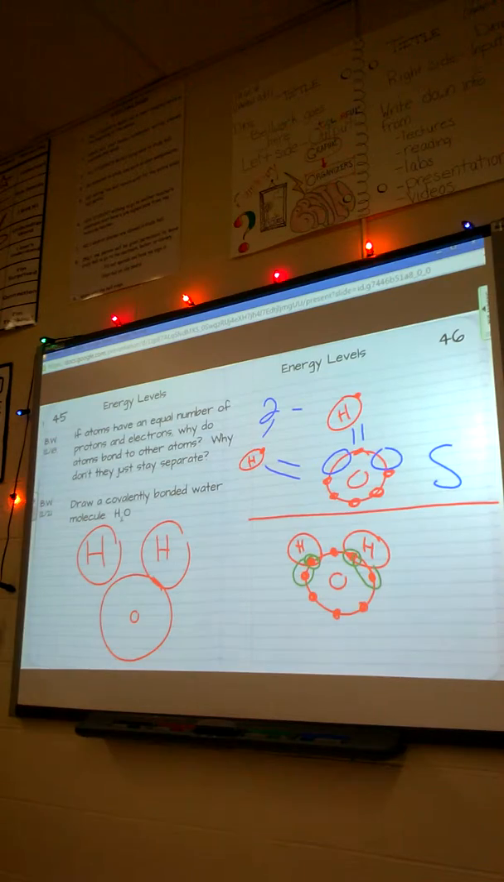But there's a lot more elements than just those non-metals. So how do they bond? Those are ionic bonds.